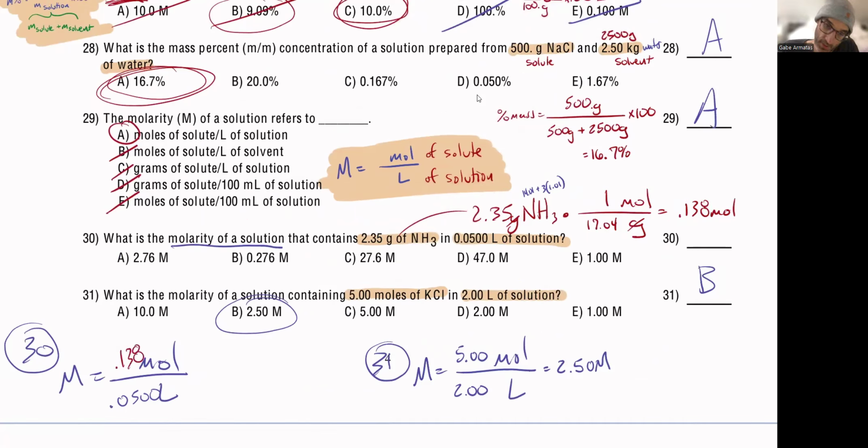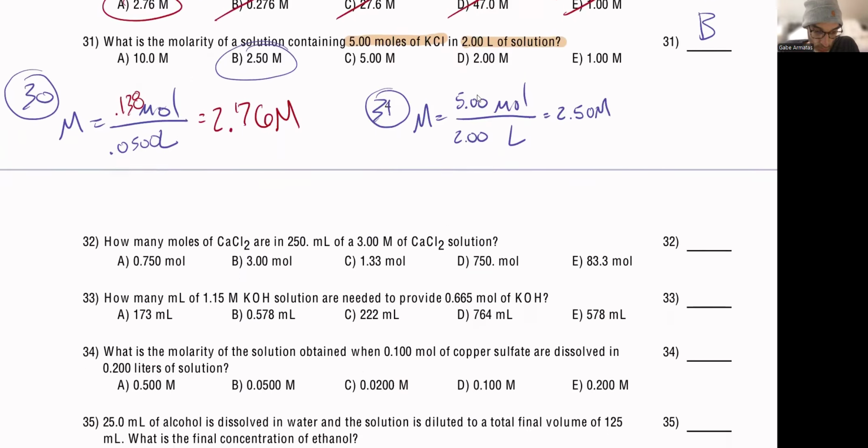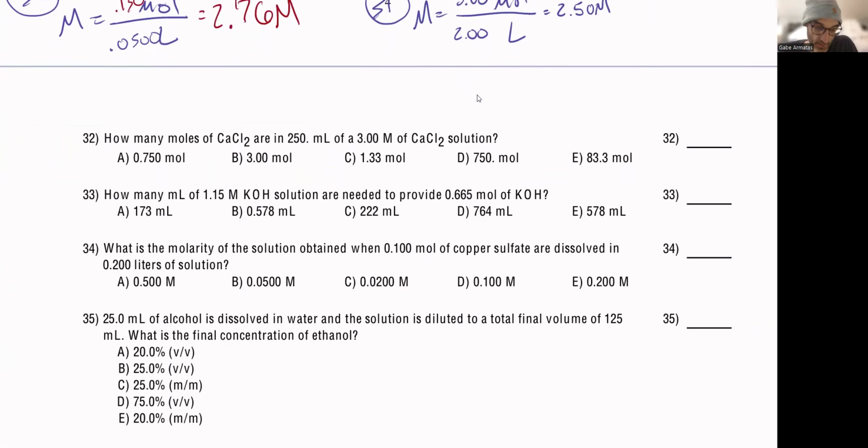0.138 moles divided by my 0.05. So when I do that math, I end up with 2.76 molar. 2.76, they're all molar. 147, 27.6, 0.276. It looks like A for this one as well. There we go. Okay. Moles of solute, liters of solution.